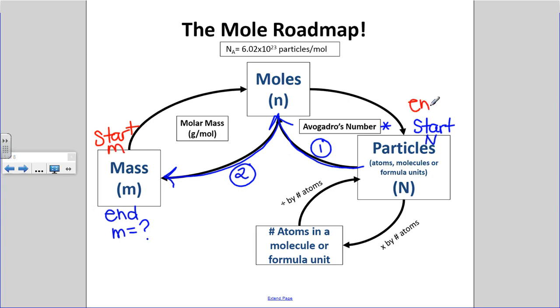And this time we're ending over here. We don't know the number of particles. If you look, the arrows don't overlap. They've got arrows that point towards moles, and then we've got one pointing towards particles. So the first step here is going to involve converting that mass to number of moles. Same conversion though. When we do that, it's always molar mass. Once we have the number of moles, then we can find the number of particles. So number of particles again, same conversion. We're going to use Avogadro's number.